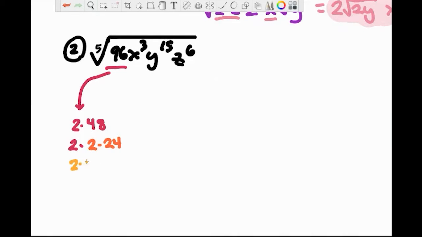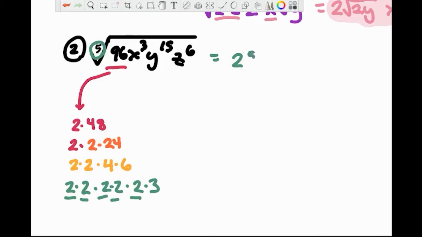Okay, 24 is going to, I don't know if that color codes well, it's going to break down to, I'm just going to do 4 and 6. And that's going to break down to, the 4 is going to break down to 2 times 2. And the 6 is going to break down to 2 times 3. Okay, so now we have 1, 2, 3, 4, 5 2's, and we're doing the 5th root of that. So essentially you're just going to have a 2 times the 5th root of 3, because that's what's left over there. That's just this part here, though, the 5th root of 96.